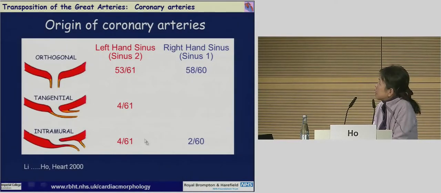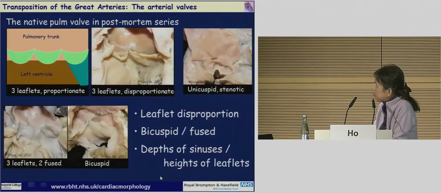We did some studies on the origins of the coronary arteries, orthogonal origin in the majority, but sometimes you can have tangential and occasionally intramural courses. What about the leaflets of the new aortic valve, the old pulmonary valve? Leaflet disproportion may occur. You may have a bicuspid or fused leaflets. The depth of sinuses may vary. So not always do you get three perfectly formed pulmonary valve leaflets to make up your new aorta.